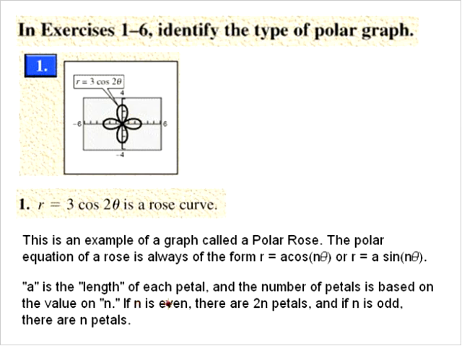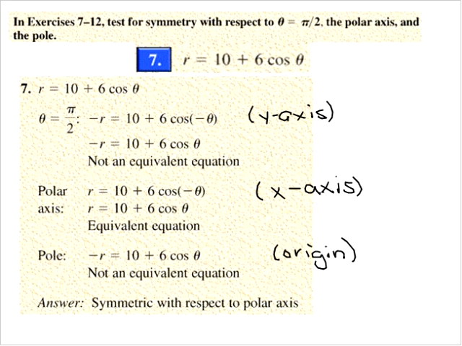Notice that it says if n is even, there are 2n petals, and if n is odd, there are only n petals. But this one is your rose curve. You can also have a circle and a lemniscate. I'm not the best at these pronunciations, but you can find all of the different types of graphs listed in the online lesson of 10.06.